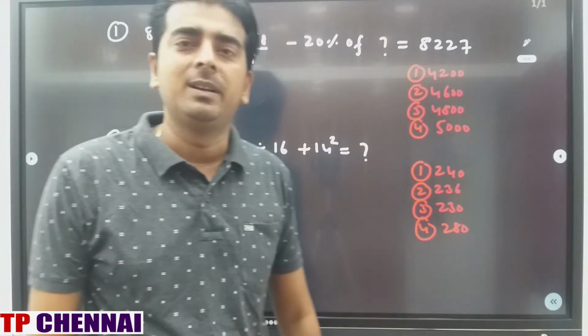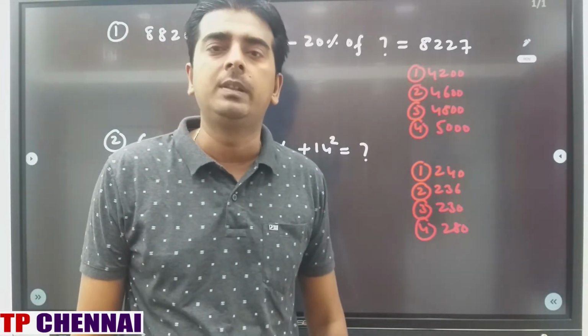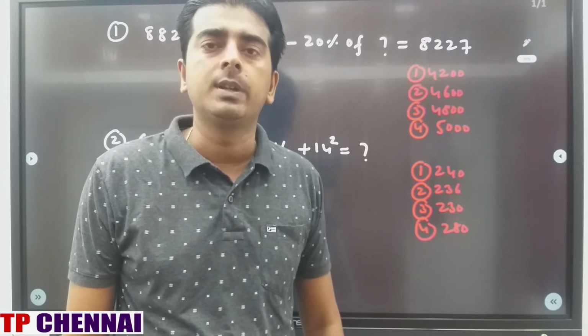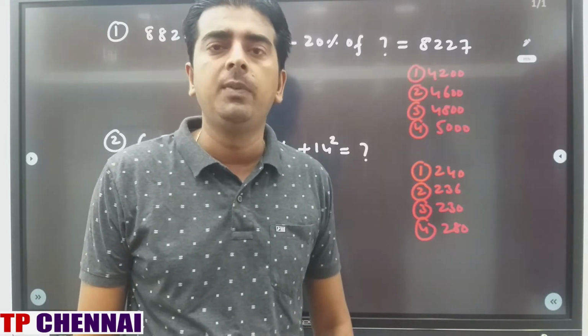So hi friends, welcome to TP Chennai. In this video we will see SBI Clerical Prelims level model question paper. So we will see all 35 questions. So first 10 questions are based upon simplification.